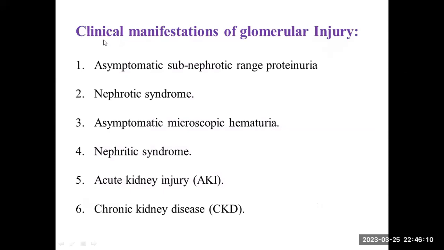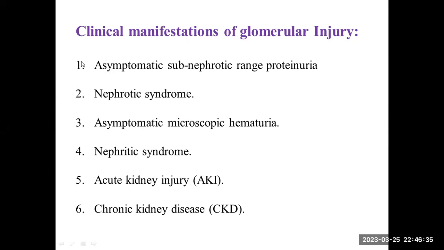So the clinical manifestations of glomerular injury can be variable, and it depends on the severity and the degree of injury and the duration of injury, for how long this injury is persisting, and the degree of injury, how severe this injury is. So according to that, we can have 6 main types of clinical manifestations.